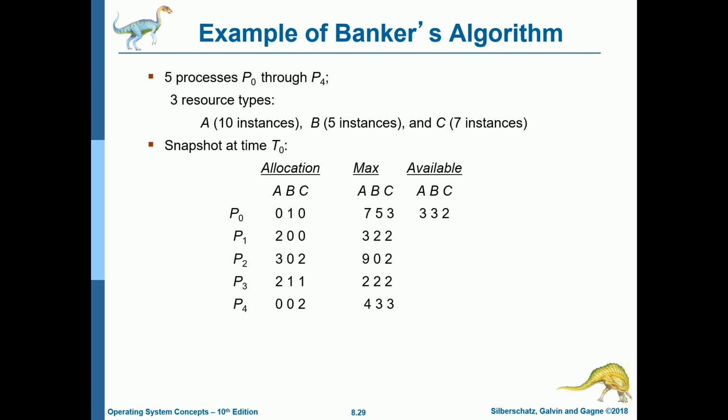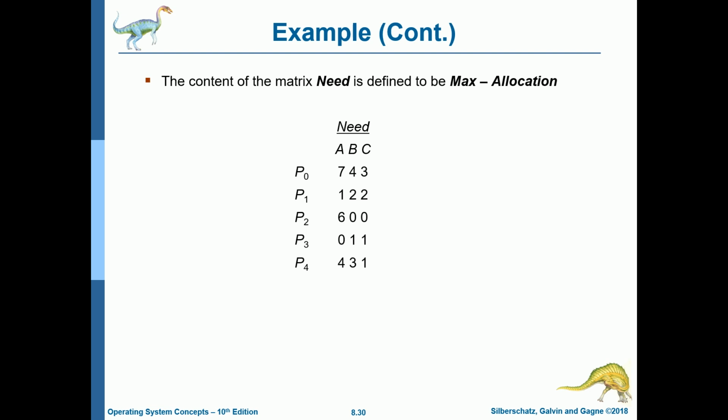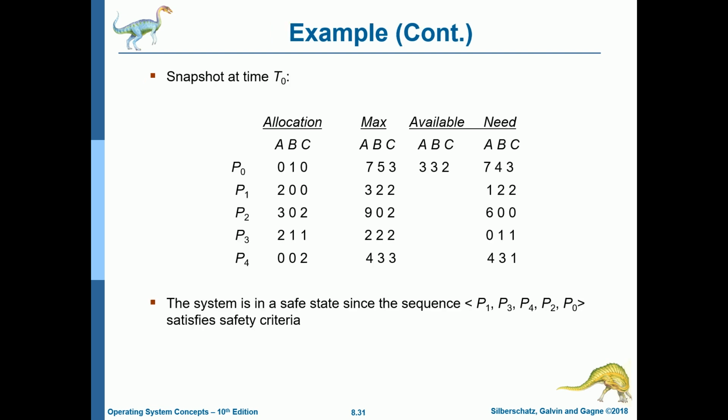So given this, we now need to calculate the need matrix, which is defined as the max minus the allocation, and it goes as follows. When we subtract each element component-wise, we end up with this need matrix. Now, running this algorithm, we can confirm that the system is in a safe state since the sequence P1, P3, P4, P2, and P0 satisfies the safety criteria.